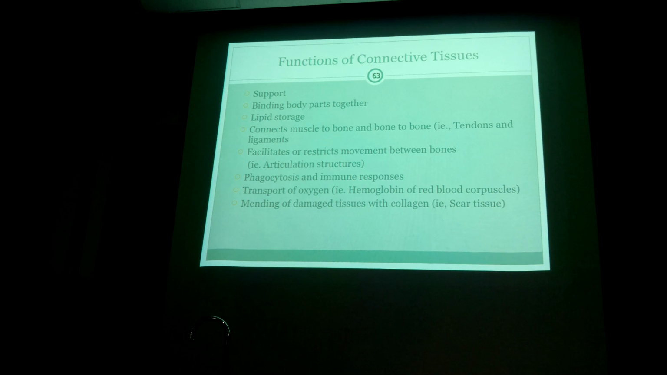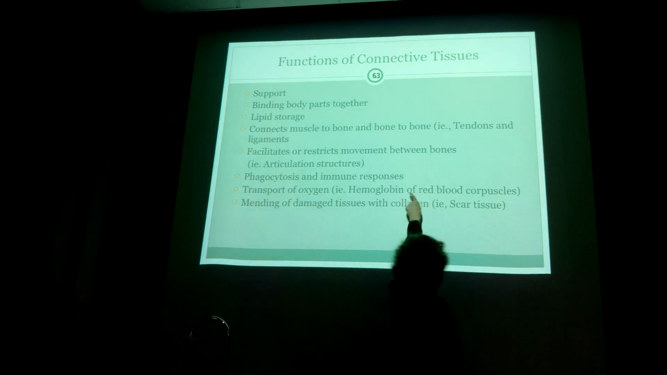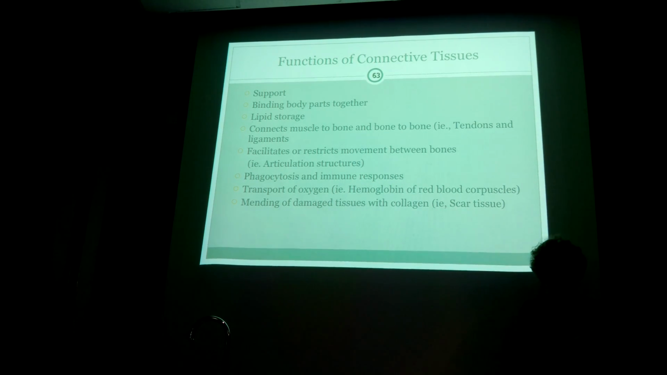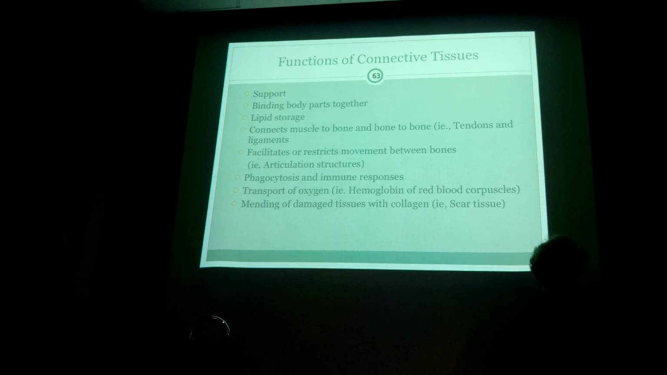Lipid storage, fat storage: our adipose tissue. We have a lot of adipose tissue in our body. That's connective tissue. It's connecting, it's transporting, it's communicating. There are a lot of blood vessels in fat tissue. It restricts movements: articulations, cartilage. It's connective tissue. And of course, we've done immune responses, phagocytosis, transport of oxygen. Red blood. Blood is a connective tissue. It connects the body together. It's transporting materials.